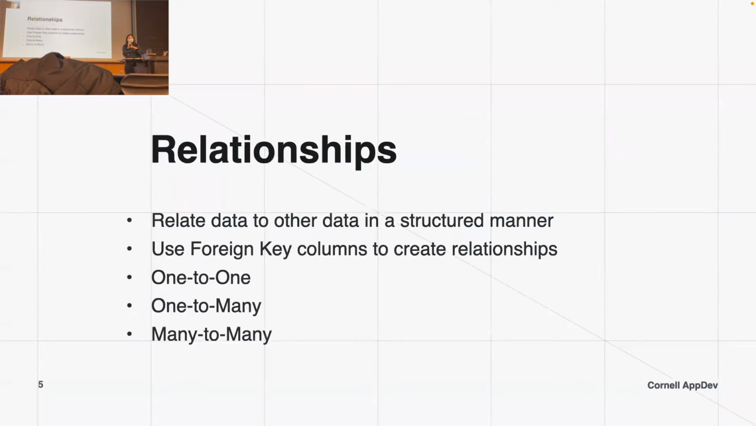With the stuff in the database, you can create relationships. If you have two different tables like users and posts, you can create a relationship between those two to associate whoever posted. A relationship is basically a way to relate data to other data in a structured manner, and you can use foreign key columns, which reference columns from another table, to create those relationships. And then you have three main types of relationships: one-to-one, one-to-many, and many-to-many.